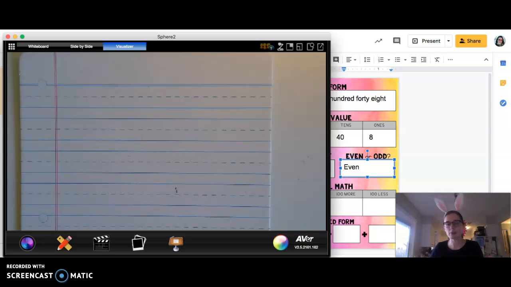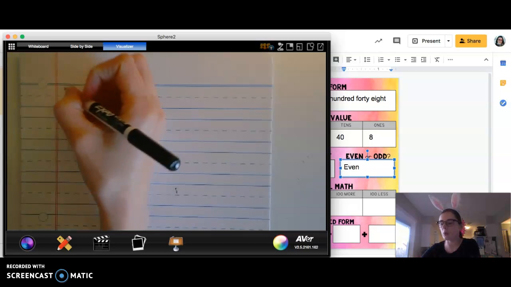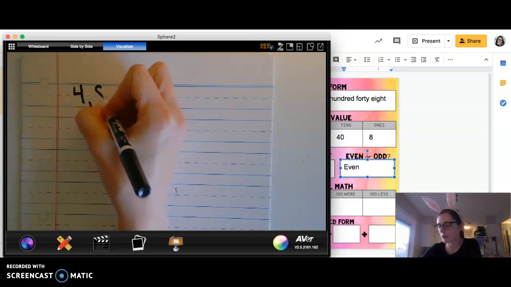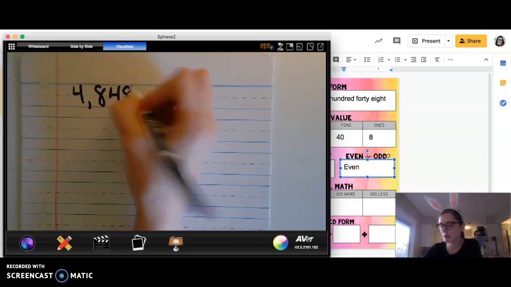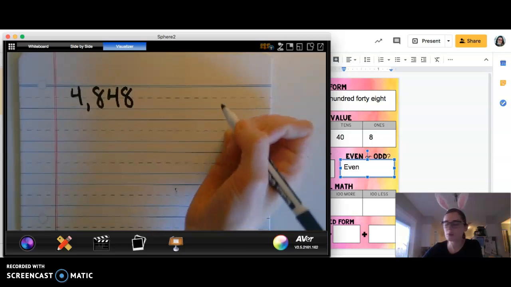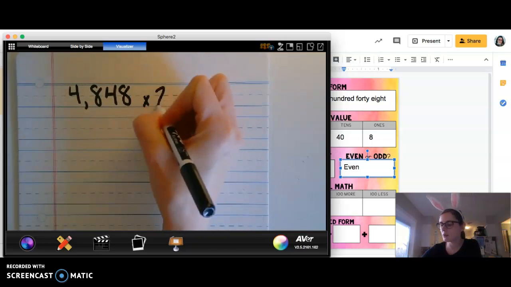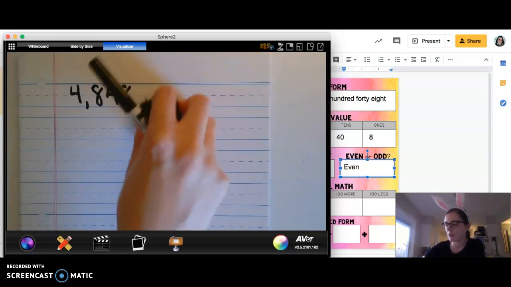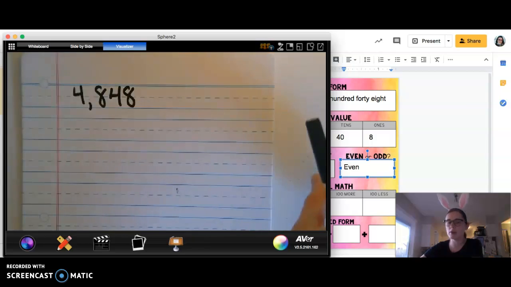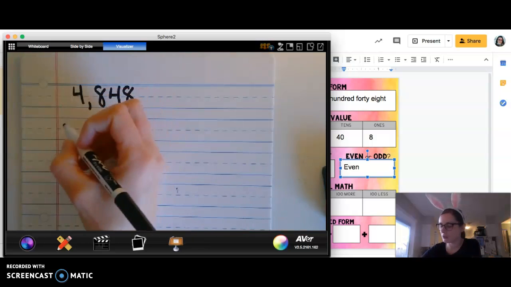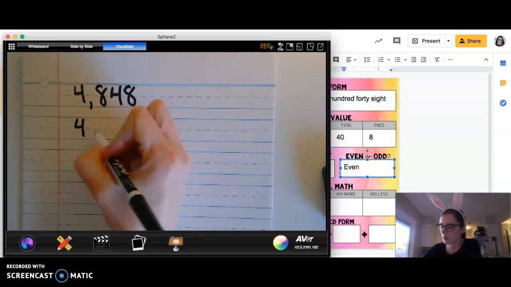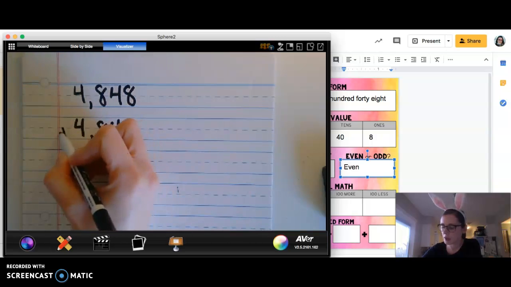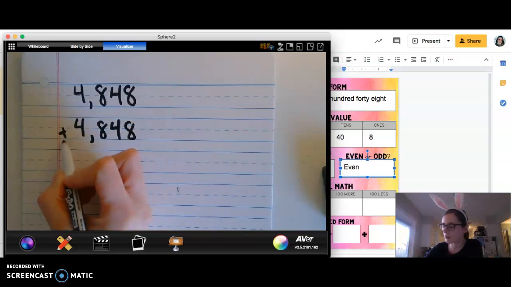On a separate piece of paper, you're probably going to want to record what you're doing. So I'm going to start with 4,848. Like I said before, you can multiply it by 2 if that's your jam, but I don't really want to do that because that's a really big number to multiply. So what I'm going to do is just some repeated addition. I'm going to add 4,848 onto my original number up here. So I'm just doubling it.